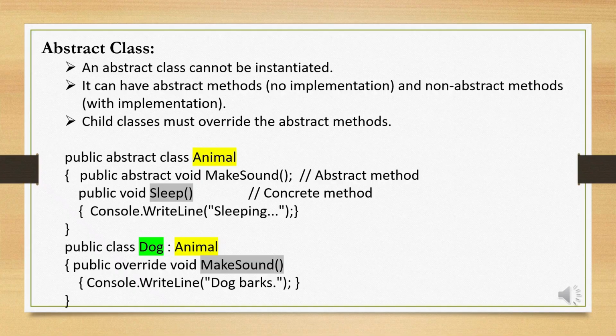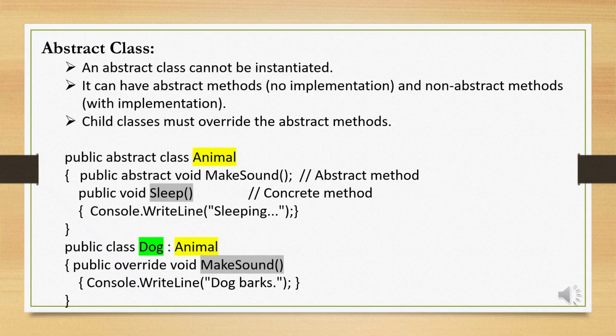Abstract class. An abstract class cannot be instantiated. It can have abstract methods, with no implementation, and non-abstract methods with implementation. Child classes must override the abstract methods. In this example code, you cannot create an object of Animal directly. It's meant to provide a common template for all animals.